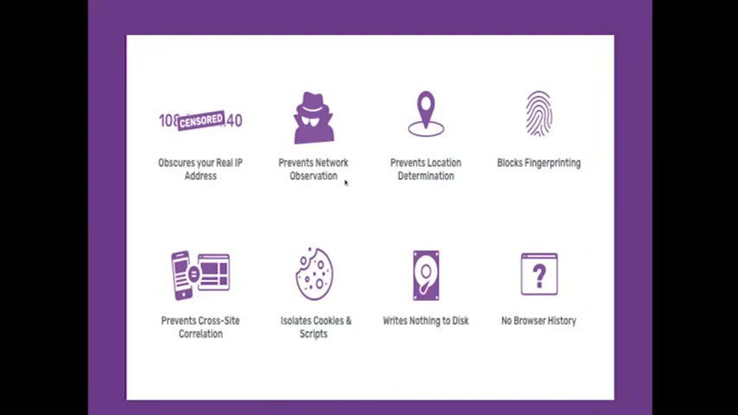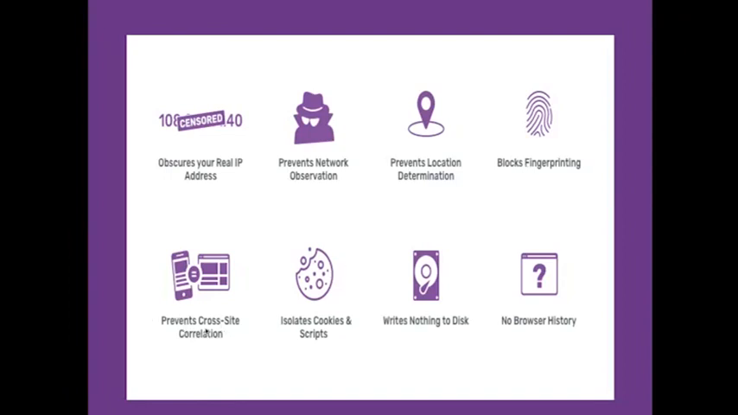Prevents network observation, so countering surveillance. Prevents location determination linked to your IP address. So if your IP address is given away, then your location can be determined. Blocks fingerprinting. Fingerprinting is quite a complicated area, actually, but basically it's how you are identified based upon many different things of your online behavior. One thing would be how your browser is configured, what your browser is. There are many aspects to that. I can provide a link actually to more explanation of fingerprinting later on.